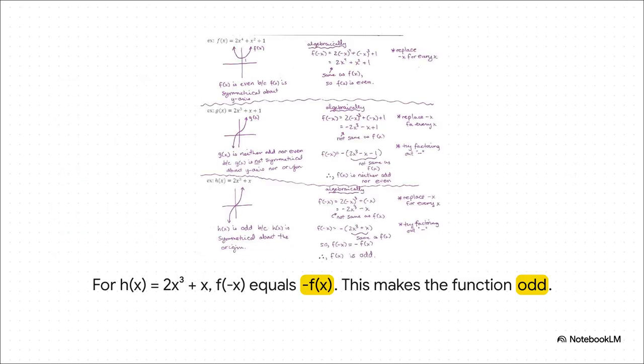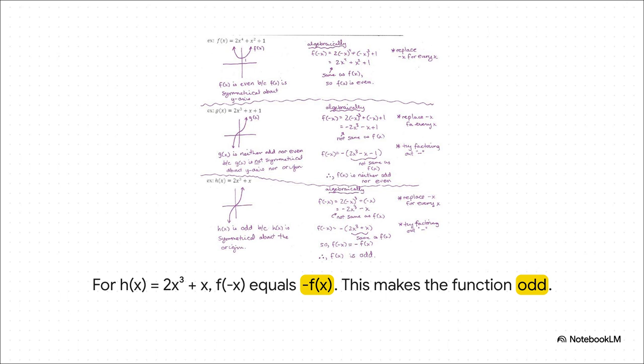Okay, now for the odd function example, h of x. Here we have h of x equals 2x cubed plus x. See how the powers are odd this time? That's the key. When we plug in negative x, a negative number raised to an odd power stays negative. So those negative signs stick around, and every term flips its sign. This makes the whole new function the exact negative of what we started with. And that's our proof. F of negative x equals negative f of x.